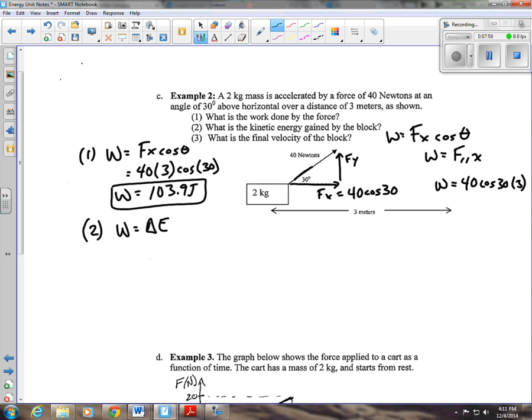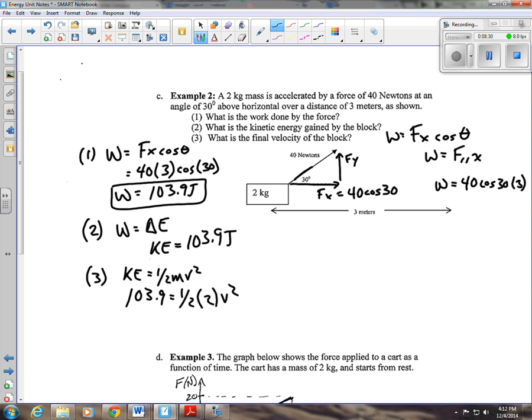In this case, I'm not lifting it, I'm not pulling the spring out. What I'm doing is accelerating it, so I'm getting kinetic energy. So the change in kinetic energy is going to be 103.9 joules, which is going to be the same as the work. Then I can find the velocity. Now that I know the kinetic energy, 103.9 equals 1/2 mass, this is 2, times v squared, and that will give me a velocity of 10.2 meters per second.